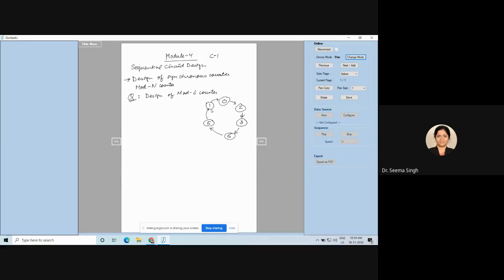We need not say that the first state is 0 only or 3 only. It can start from anywhere, but it has to go in this sequence. And because it is a mod 6 counter, it should have 6 states. The states need not be in order, the way they were in order in the binary counter, which we saw yesterday. Sequential circuit design does not mean that it always has to be in order.